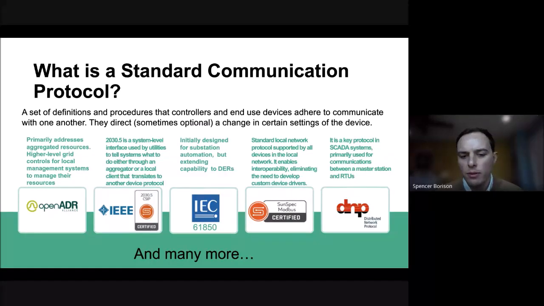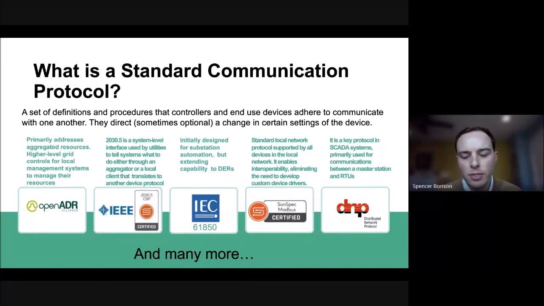Some of the key protocols that we see in the market, of course, you'll see the second one is IEEE 2030.5 and the CSIP, which stands for the Common Smart Inverter Profile, which is a subset and a tailored set of use cases and test cases within the broader 2030.5 spec that allows really for inverters directly to be communicated with and controlled. So there's also OpenADR, which is more of a communication standard and typically manages resources between an aggregator and an end device in a top node, end node topology. 2030.5, as I mentioned, is a system level interface used by utilities to tell systems what to do, either through an aggregator or a local client that translates to another device protocol.